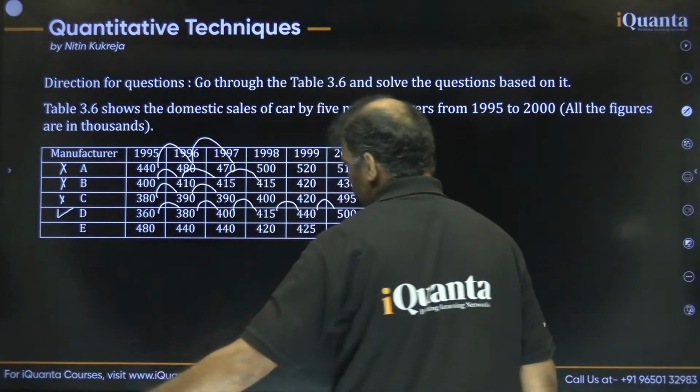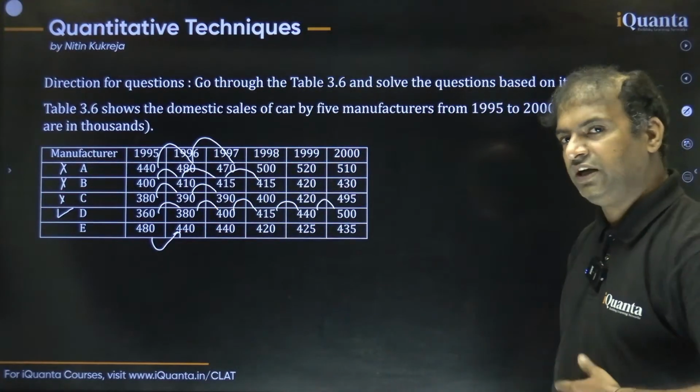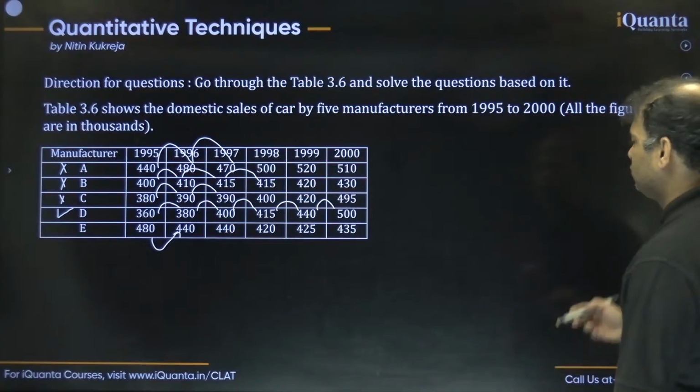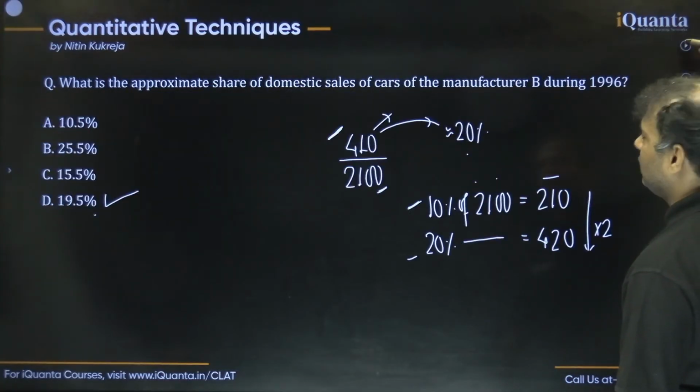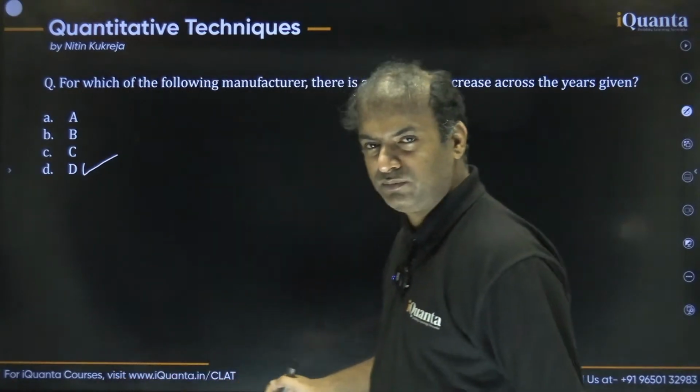Option E we do not need to check. Anyways, it is decreasing. You can see that, right? And manufacturer E is not in the option. So anyways, you can ignore checking manufacturer E. So only manufacturer D is the one which is consistently increasing in all the years, right? In the whole period. Simple question.